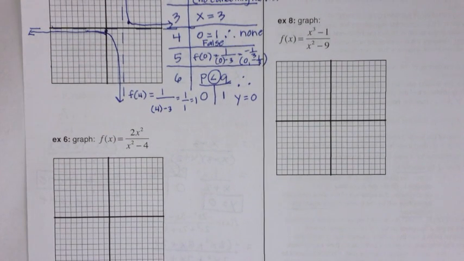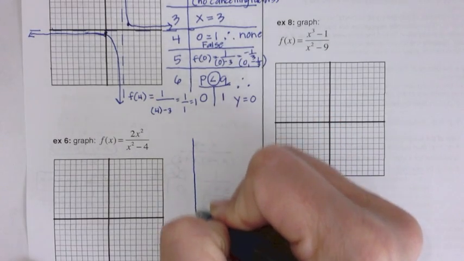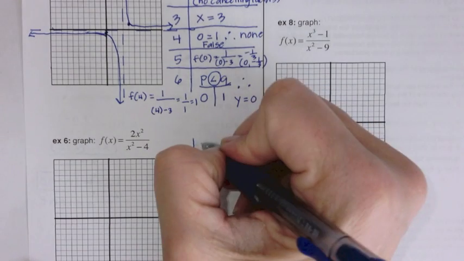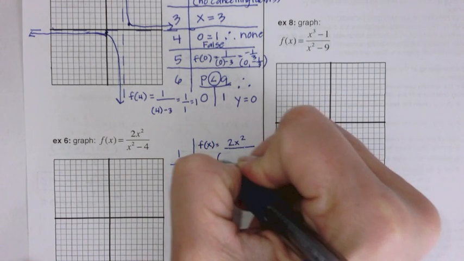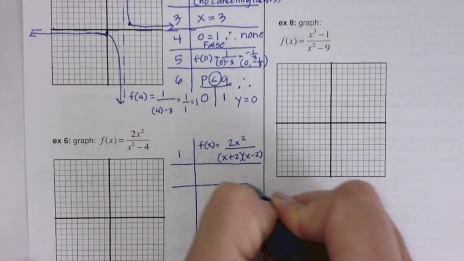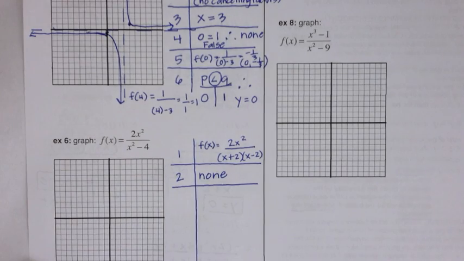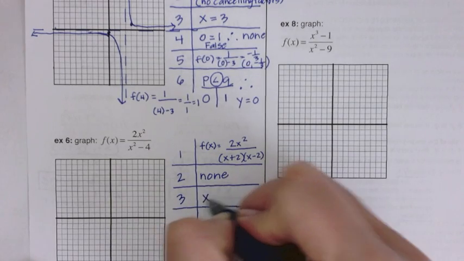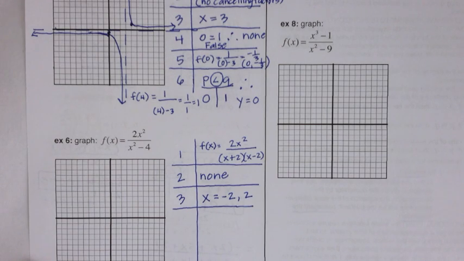Okay, let's move on to the next one. This one says graph f of x equals 2x squared over x squared minus 4. Again, I'm going to start my 7 steps. The first step is to factor, so I get 2x squared all over x plus 2 times x minus 2. Since no factors cancel, in step 2, I'm going to write none. There are no holes because there are no canceling factors. In step 3, I find my vertical asymptotes, x equals negative 2 and 2, because those are the non-canceling factors remaining in the denominator.